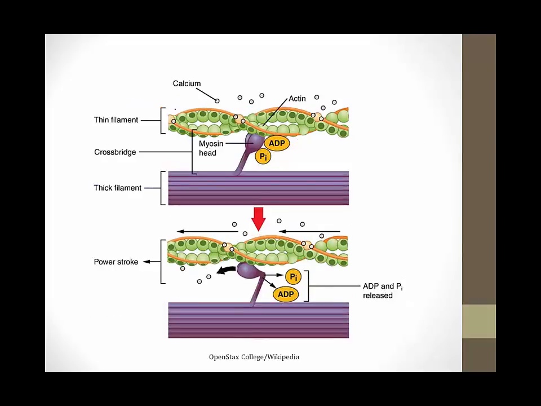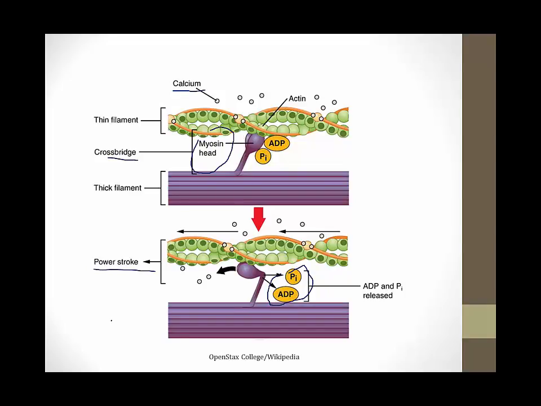When calcium comes along and binds to troponin, it removes tropomyosin from the binding groove. The myosin head can then bind and form a cross bridge. It then goes through a maneuver called the power stroke and releases ADP and phosphate. And now what you have in the big picture is that myosin has bound to actin and contracted and moved down the actin filament.